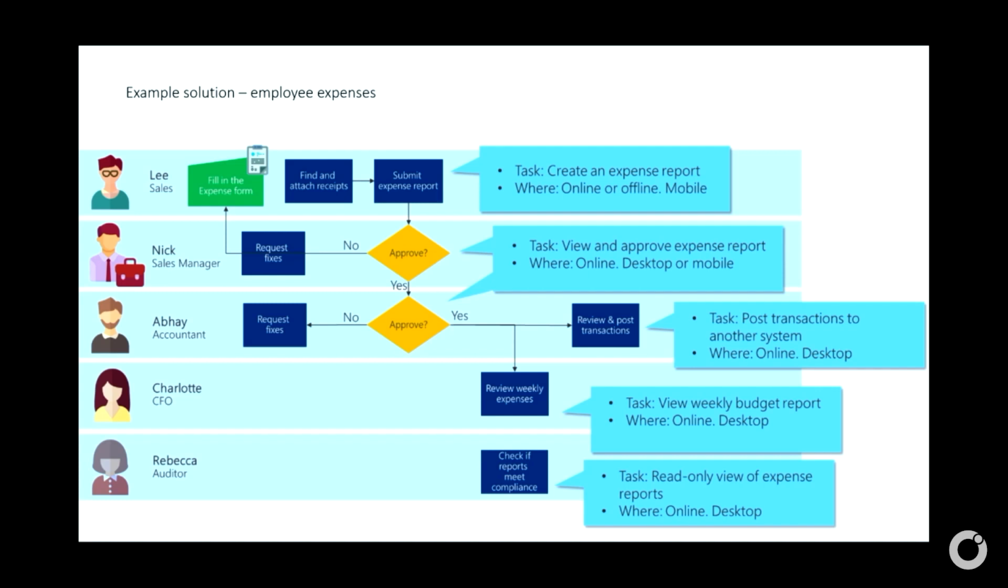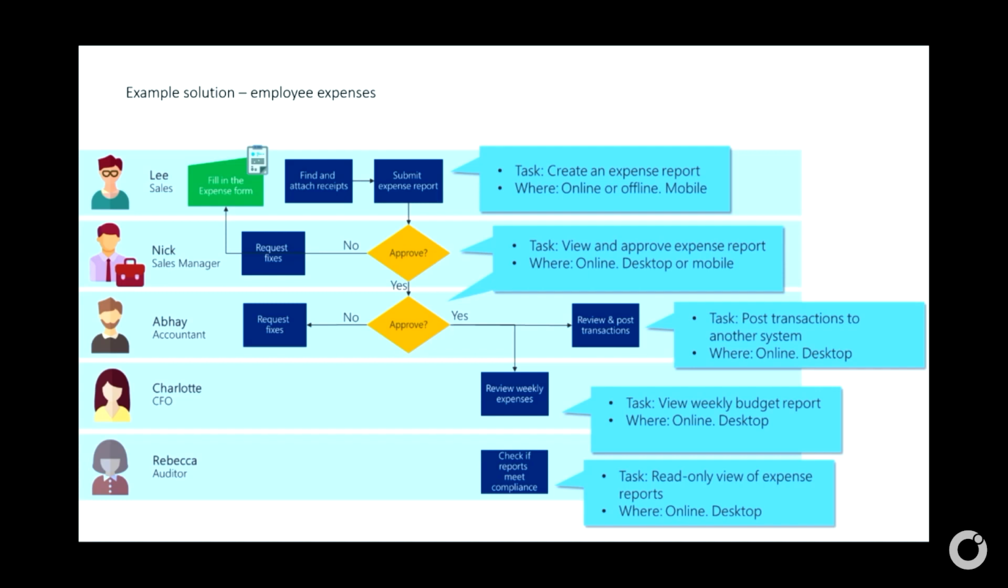Following that, we've got the line manager to do the approval, Nick. And by the look of that, they could be desktop or mobile. Then we've got Abe, the accountant, who's going to process the payment. Now, those 3 users require access to the app in a read-write fashion. We've got Charlotte, who just wants to see a weekly budget report. So that's more of a Power BI kind of requirement than it is accessing an app. And then Rebecca, the auditor, she just needs a read-only view of the expenses that are created.